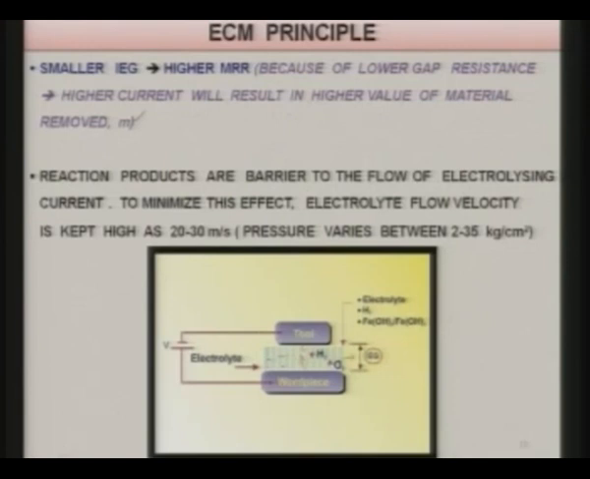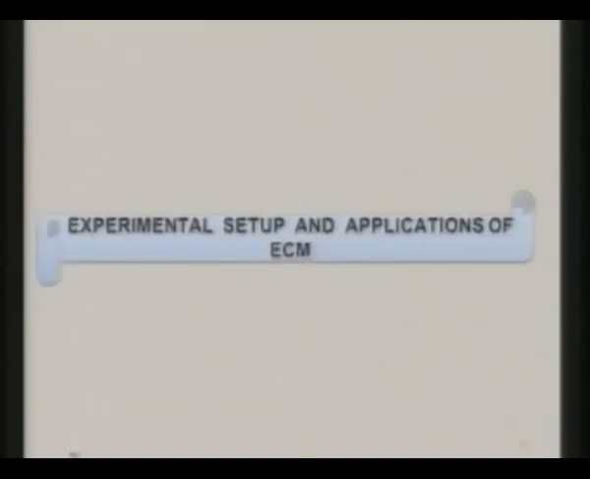You can see here the products that are coming out of the inter-electrode gap are electrolyte, hydrogen bubbles, ferrous or ferric hydroxides, and oxygen gas is also there, which is not shown over here. Depending upon the material that you are machining, the anode material, it may be copper, it may be alloy or some other one, accordingly different reaction products are formed. Let us see the experimental setup and some applications of electrochemical machining process.